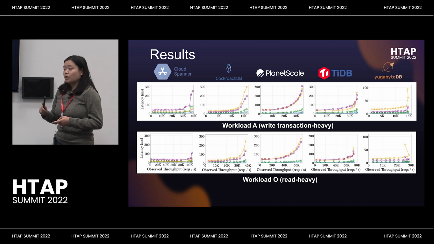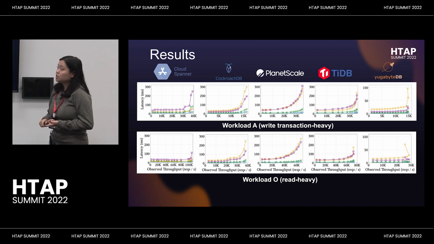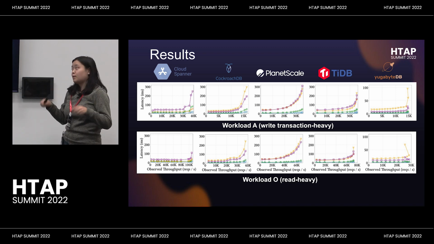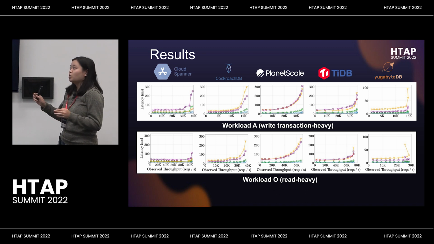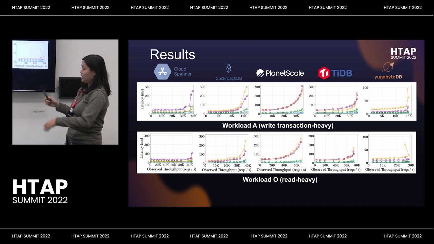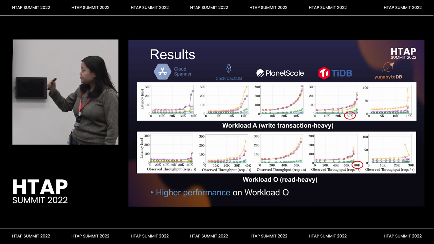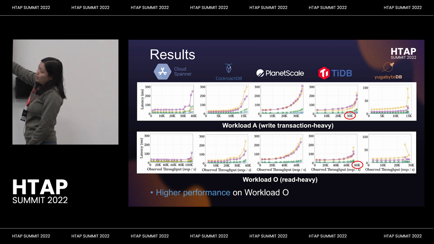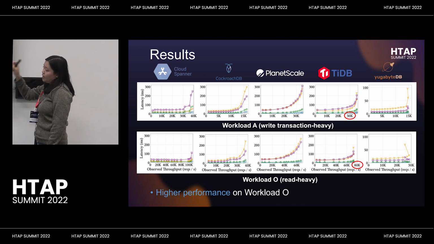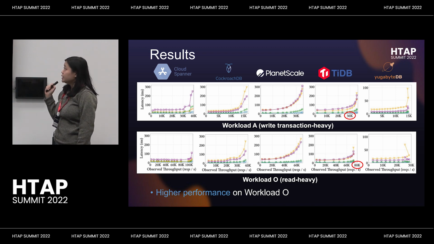For Spanner, they do not publicly release the number of cores they have per machine, and each node under Spanner is actually like 3 nodes under the hood. So I wouldn't really group the Spanner results with everything else. But I'll point out a couple of interesting things. So one is we're running both workload A, which is a write transaction heavy workload, and the overall read heavy workload. And we do see higher performance on workload O as expected because it's a lot more reads.